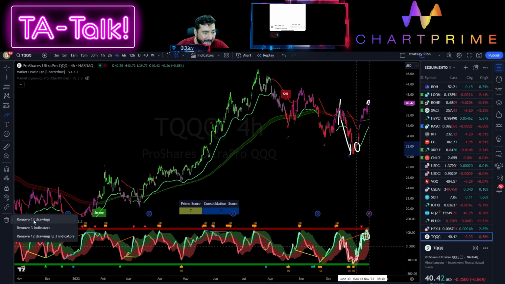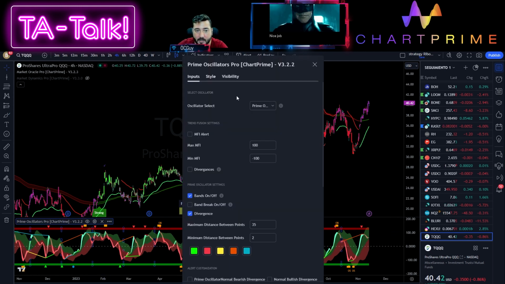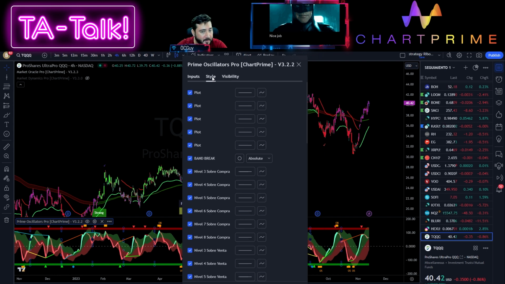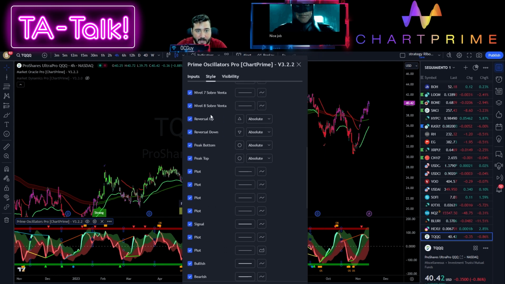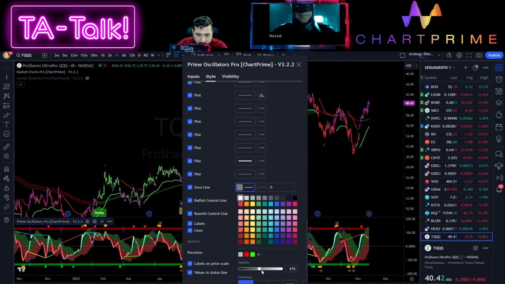And let's add something else that I like to do on the oscillator. Let me clear this icon here, and let's go over style. I'm going to drop down until I see, where is it? A little bit lower. Here we go. Zero line. This is the important one for me. I'm going to be putting it on white and pumping up this line.